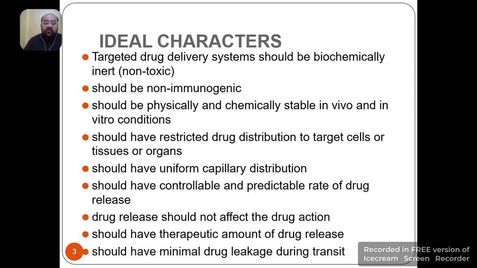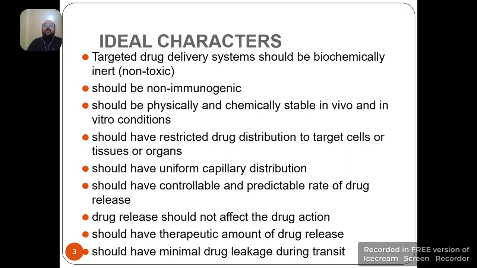Targeted drug delivery system should be biochemically inert, it should be non-toxic, it should be non-immunogenic, and it should be physically and chemically stable in in vivo and in vitro conditions. The targeted drug delivery should have restricted drug distribution to the target cells or the tissue or organs. It should have uniform capillary distribution. It should have controllable and predictable rate of drug release. The drug release shouldn't affect the drug action and should have therapeutic amount of drug release, and the drug should have minimal drug leakage during transit.